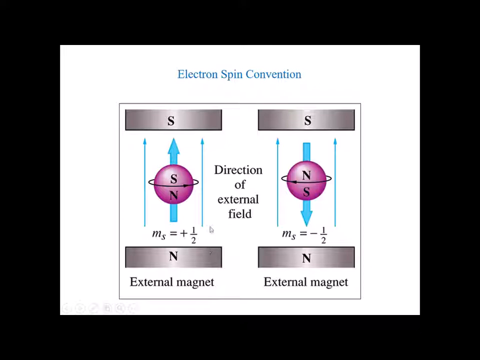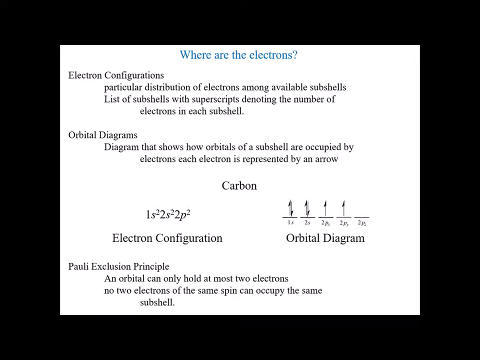This shows the plus 1/2, which is symbolized by the up arrow, and the negative 1/2, which is shown by the down arrow. Based on this, where are the electrons? I have electron configurations, which are just a distribution of the electrons around the available subshells. It's a list of the subshells with superscripts denoting the number of electrons in each subshell. And I have orbital diagrams, which show how the orbitals of the subshell are occupied.